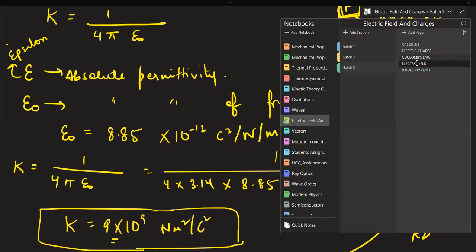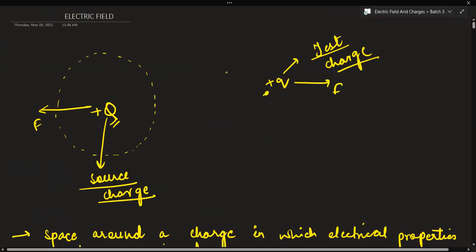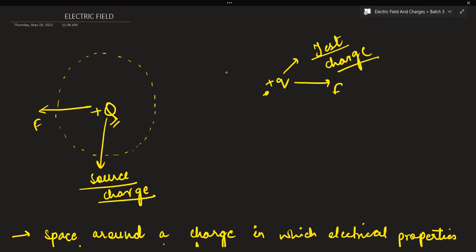So the current topic that we are doing is electric field. Now just understand what electric field is, and this becomes easier for you to calculate. Basically, every charge has a certain space around itself. If you bring another charge in that space or region, you will be able to feel repulsion or attraction.